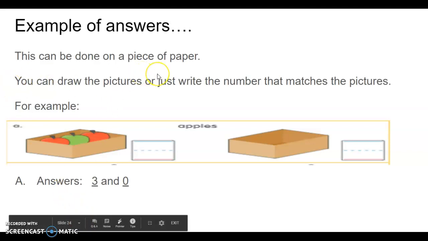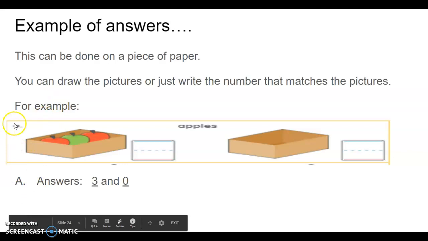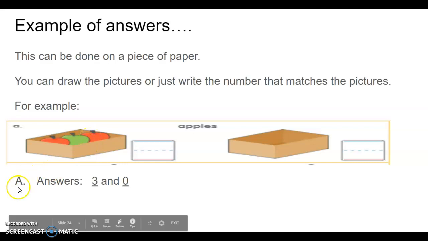So you can draw the pictures if you would like, or you can just write the number that matches the pictures. For example, if I were working with A, I would look at this box and I would count the number of apples. 1, 2, 3. So I would write, the first answer is 3. I'm going to write the digit 3.